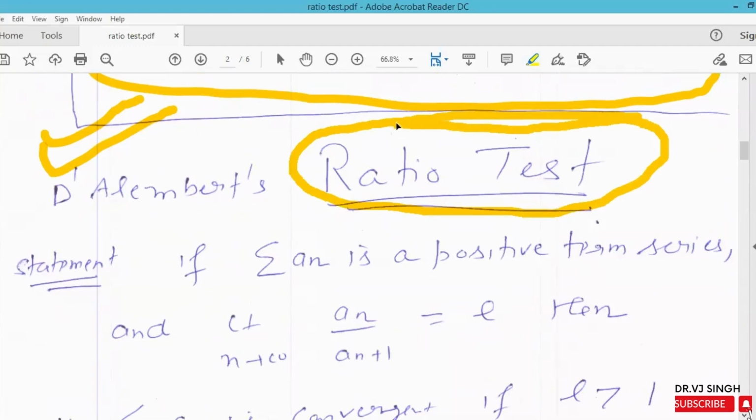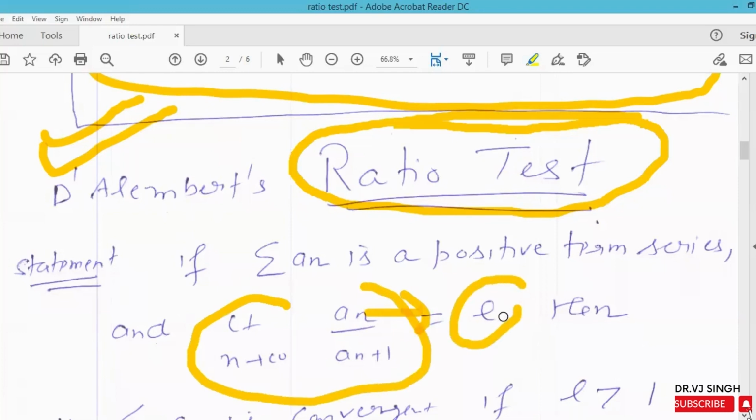So what is the ratio test? If summation a_n is a positive term series, any positive term series is given, and the limit as n tends to infinity of a_n by a_n plus 1. In the previous question, in case of comparison test, there is b_n, but in case of ratio test, there is just one term more than a_n, a_n plus 1, the next term to a_n. So we divide a_n by a_n plus 1 and put the limit, and we get some answer.